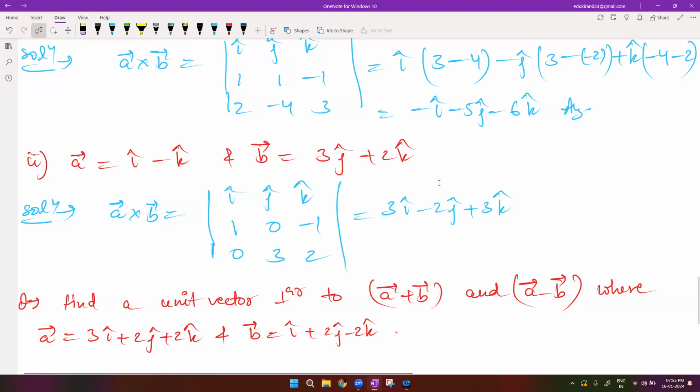First of all, we have to find a unit vector. First we find the vector and then we divide the vector by its magnitude. That would be our answer. But for that, we need to find a vector which is perpendicular to a plus b and a minus b.